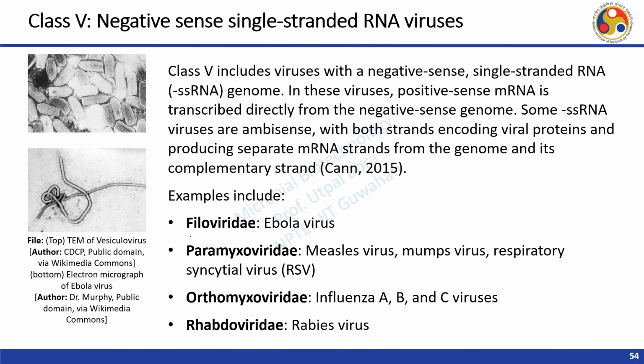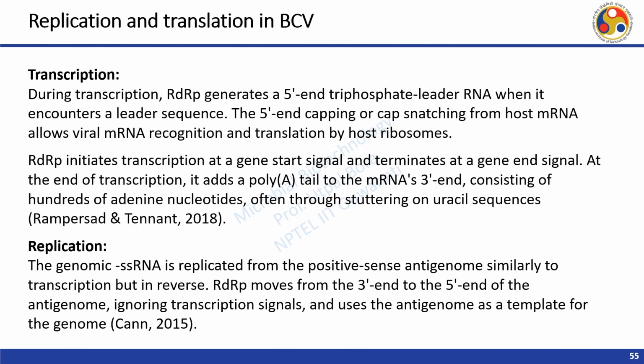Some of the examples include Filoviridae, the Ebola virus, then measles virus, mumps virus, and then we have influenza A, B, C viruses, and then we have the rabies viruses. On top you can see the TEM image of vesiculovirus. Then we see the Ebola virus on the bottom in this illustration by Murphy.